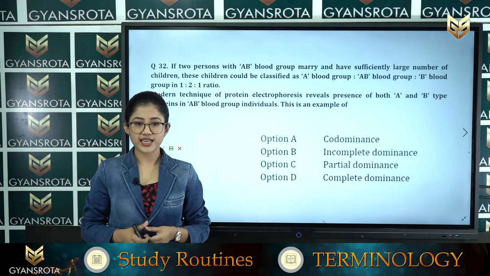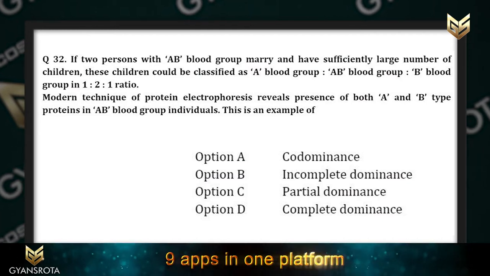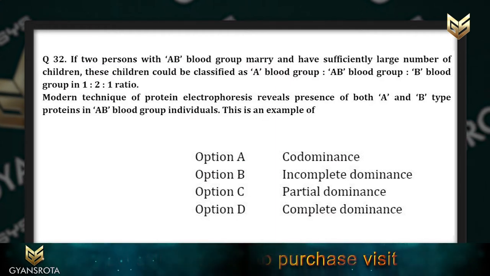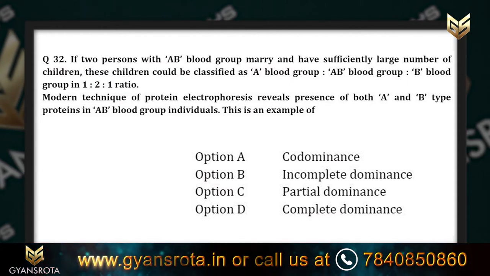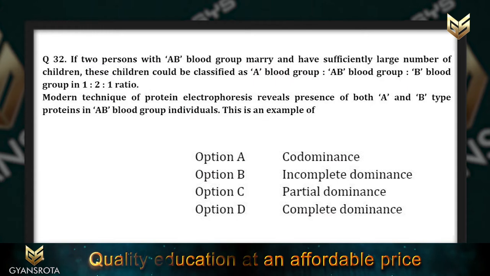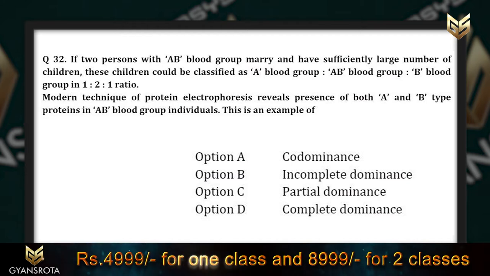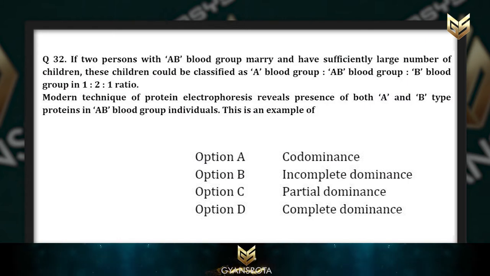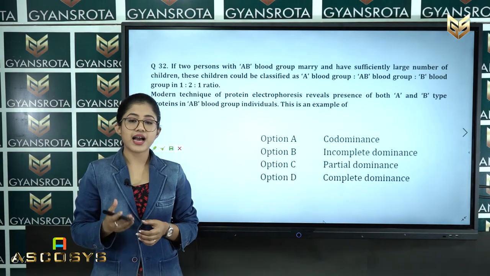In this question you can see, if two persons with AB blood group marry and have sufficiently large number of children, these children could be classified as A blood group, AB blood group, B blood group in 1:2:1 ratio. Modern technique of protein electrophoresis reveals presence of both A and B type proteins in AB blood group individuals. This is an example of option number A, codominance, option number B, incomplete dominance, option number C, partial dominance, option number D, complete dominance. This is from the chapter Principles of Inheritance and Variations.